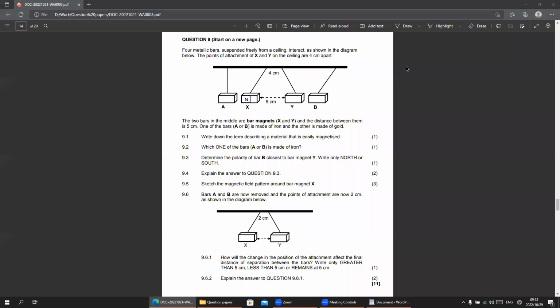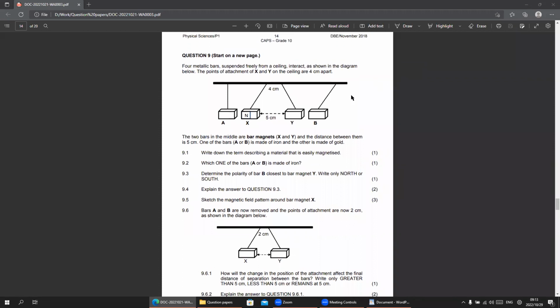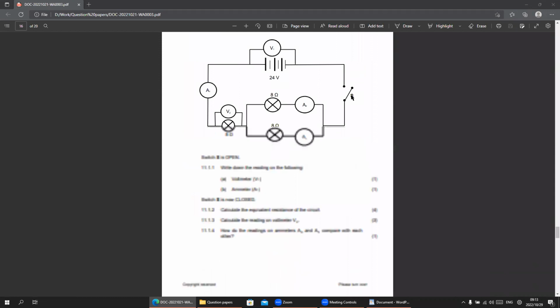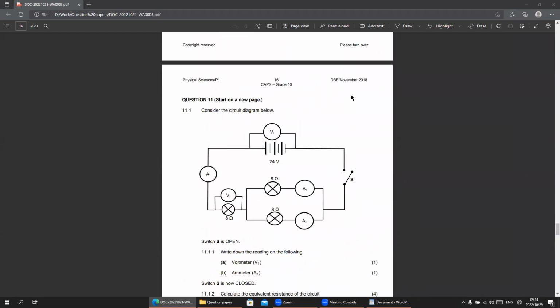Just gonna start recording now. So we're gonna finish this question paper. I think we have enough time to finish it because there's only like 3 questions left.